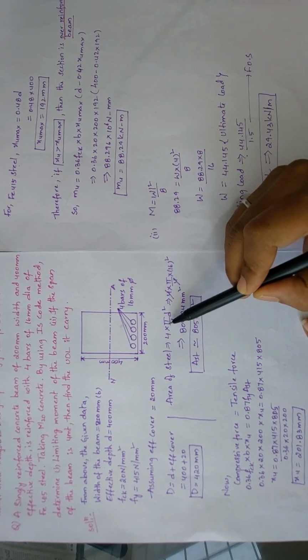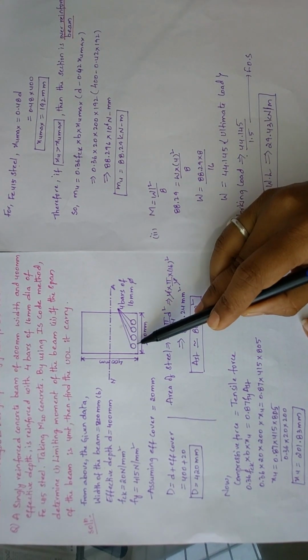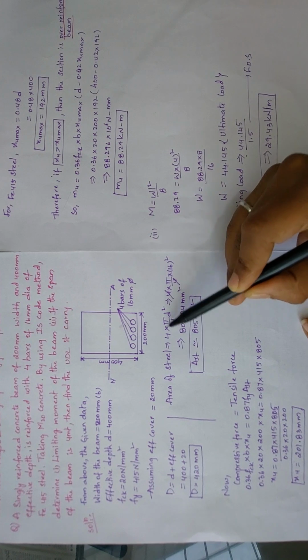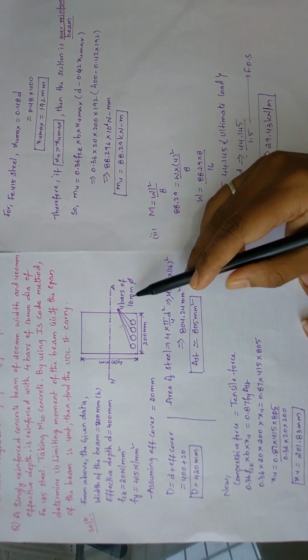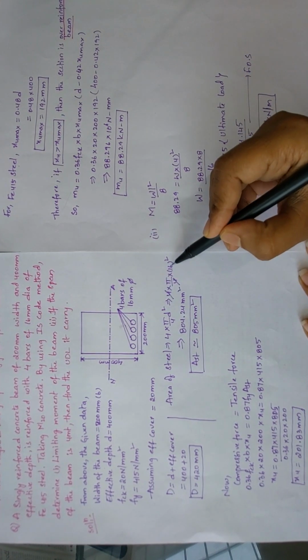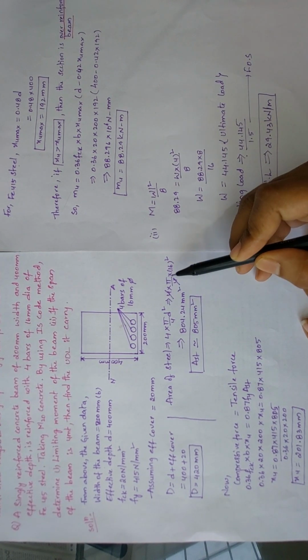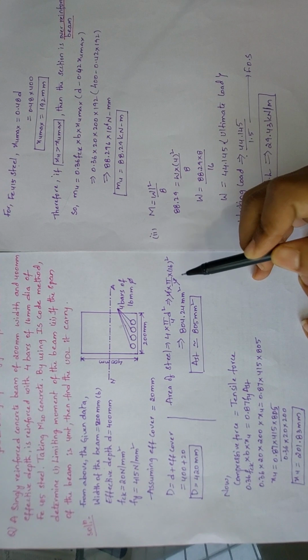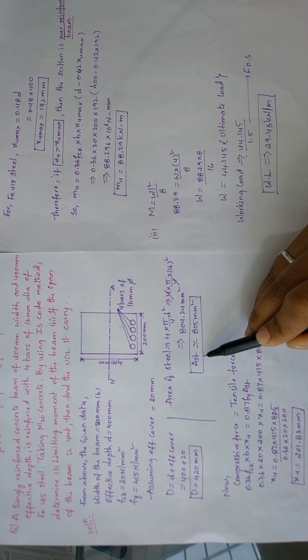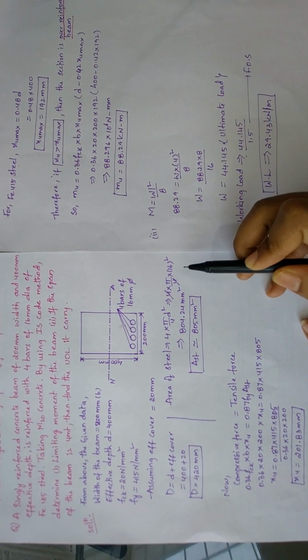The area of steel formula is pi by 4 D square. But here the bars used are 4, so 4 into pi by 4 into the dia of steel, which is 16 mm, so 16 whole square. After doing this calculation we will get 804.24 mm square. So the area of steel is approximately 805 mm square.